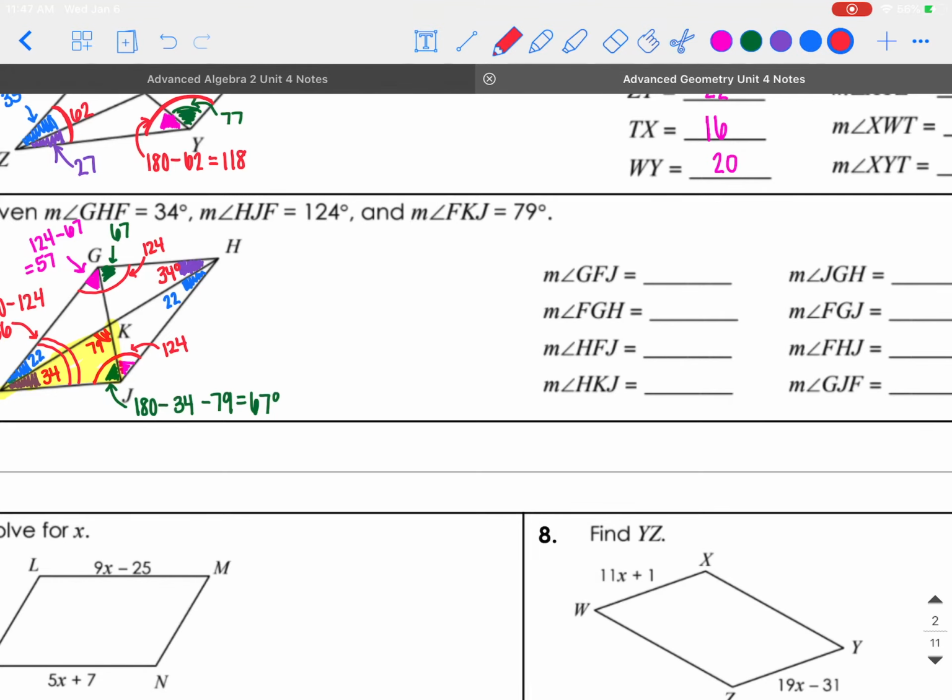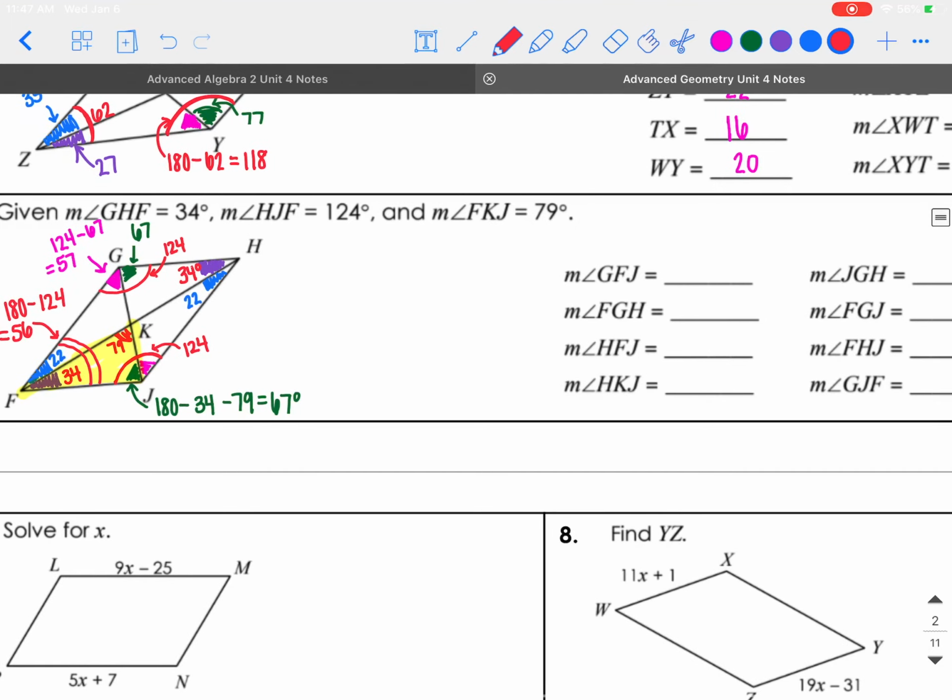All right, let's answer our questions. Angle GFJ, that's the one we said was 56. FGH, that one's 124. And I'm assuming that you are able to locate the angles. If you're having trouble picking out, okay, well, where is angle HFJ, please email me and let me know if you need help with that. But angle HFJ, that one is the purple 34.